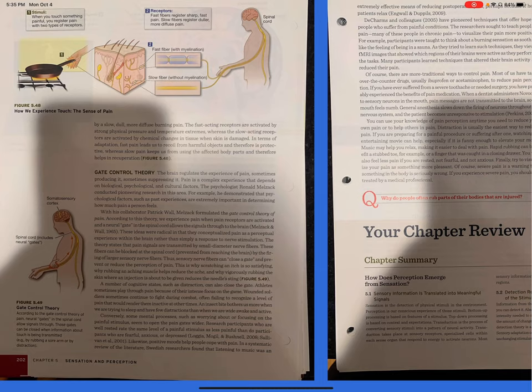The psychologist Ronald Melzack conducted pioneering research in this area. For example, he demonstrated that psychological factors such as past experiences are extremely important in determining how much pain a person feels. With his collaborator, Patrick Wall, Melzack formulated the gate control theory of pain. According to this theory, we experience pain when pain receptors are activated and a neural gate in the spinal cord allows a signal through to the brain.